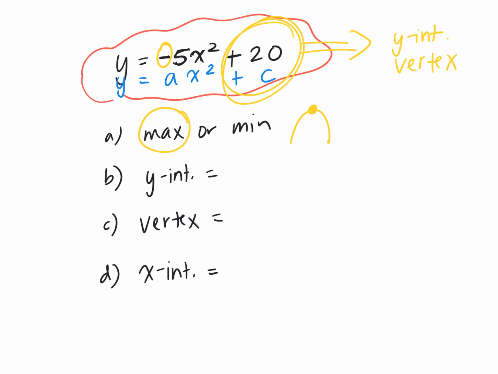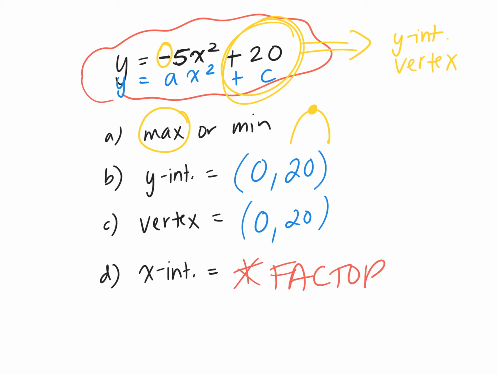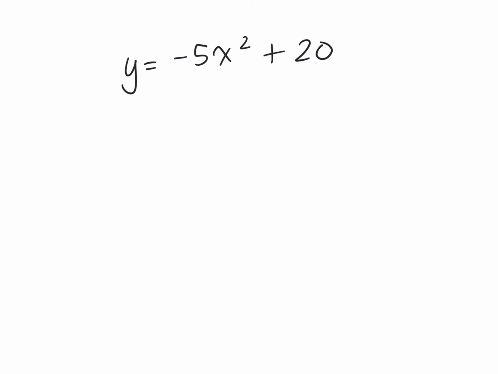Always. If it's in the form ax squared plus c, that's always the y-intercept and the vertex. So the y-intercept is (0, 20), and the vertex is (0, 20). Now we have to factor again to find the x-intercepts. I'm going to do that on the next page. I'm trying to figure out the x-intercepts, so I need to factor this.